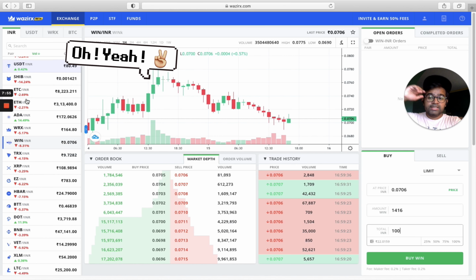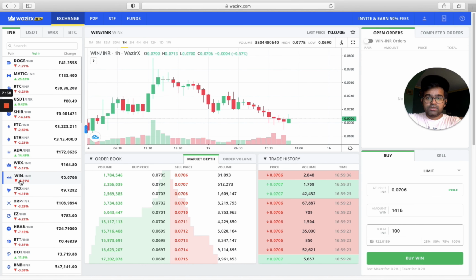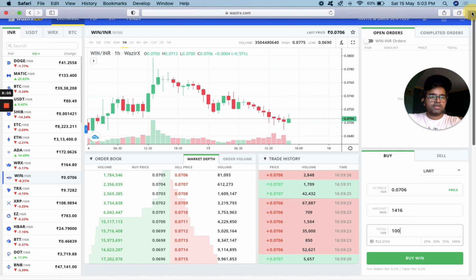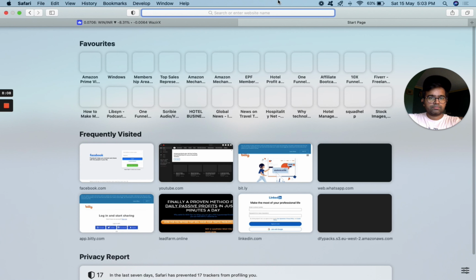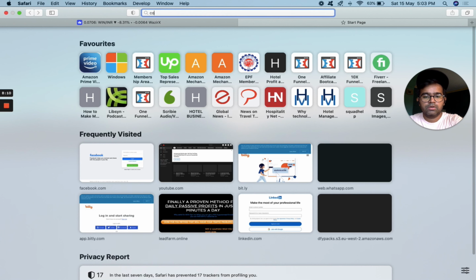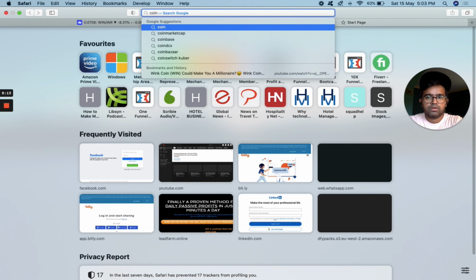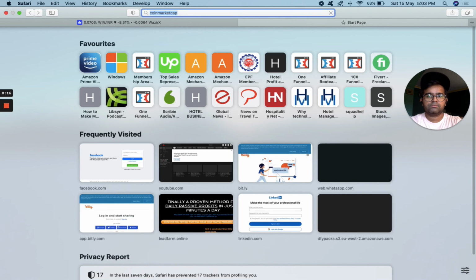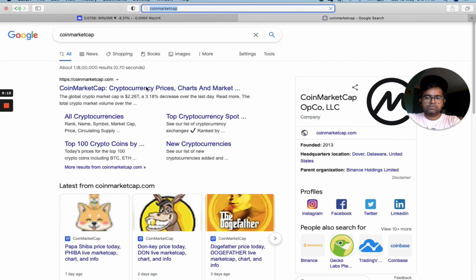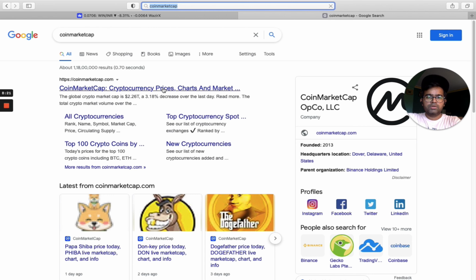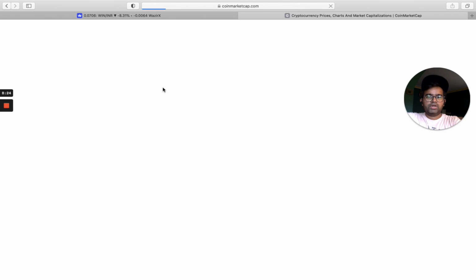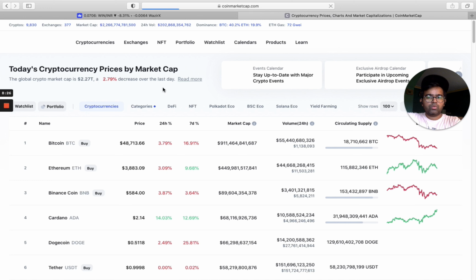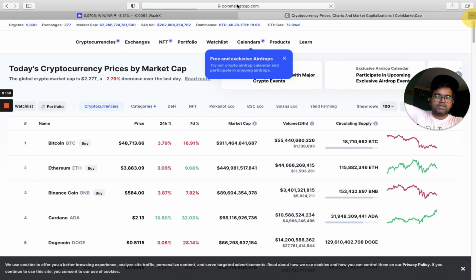Now, these are your coins. Before you buy a coin, it's always advisable that you read up about it. So let's say I'm looking at the coin WIN. All I need to do is open my browser, and there's something called CoinMarket. It gives you a global price chart. There are a lot of sites about what the coins are doing, and you click on stuff like this, CoinMarketCap. Then there's another one.